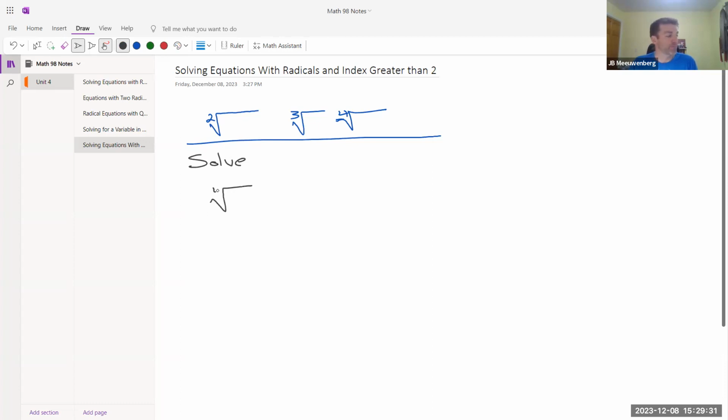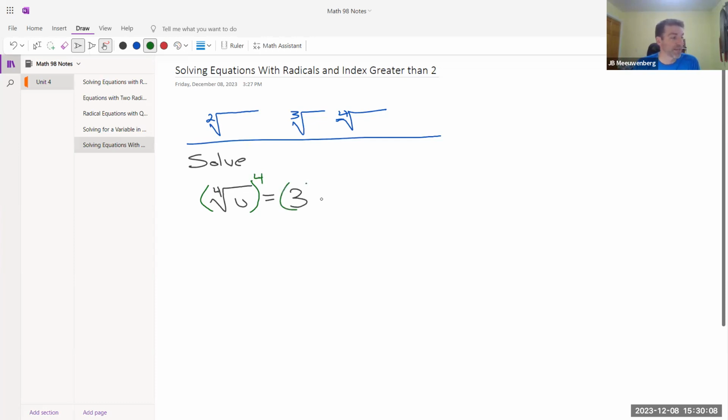So let's solve the fourth root of u is equal to 3. Fourth root of u is equal to 3. So just like we did when we had square roots, we need to cancel out the radical. Well, it's not a square root anymore. It's a fourth root. The index is 4. So we'll use the same number as our exponent, right? That's the power that's going to cancel out the index in the radical. So this 4 cancels out this one.